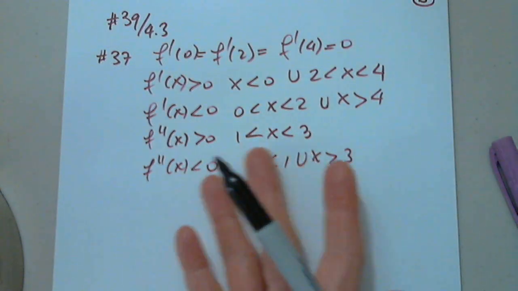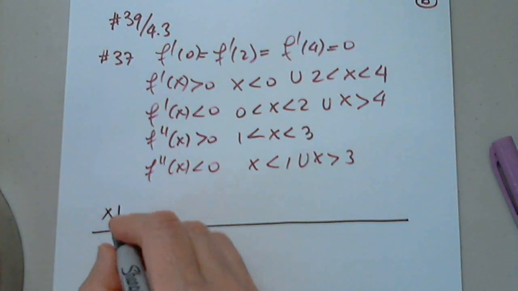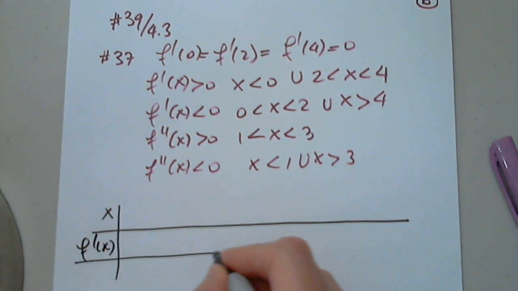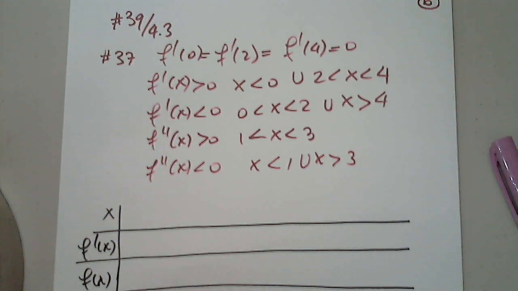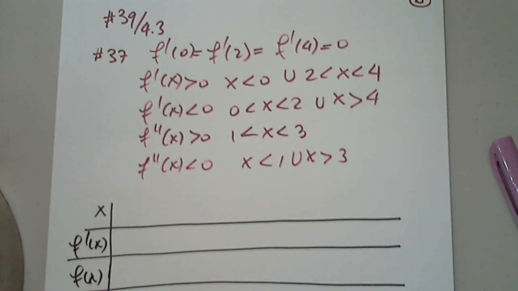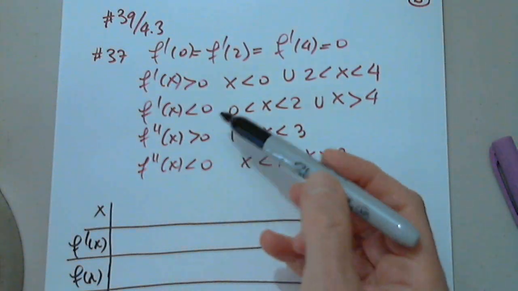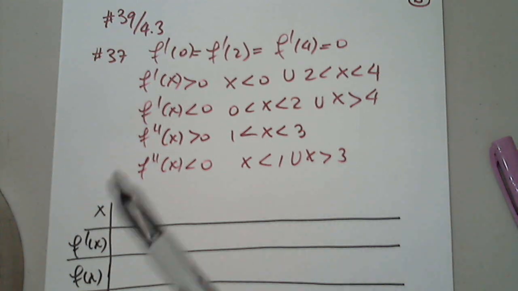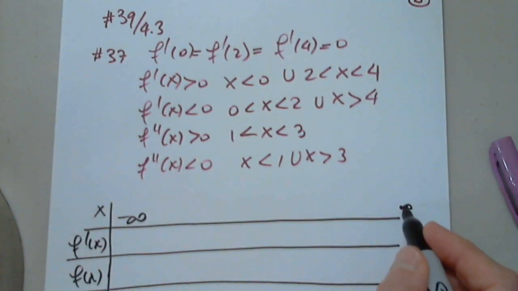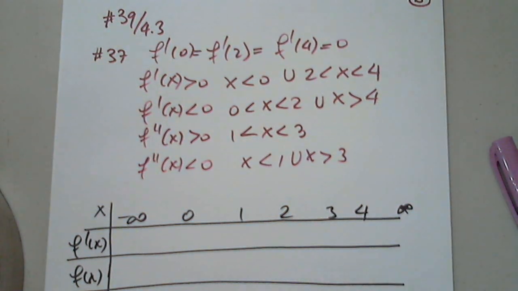Again, without summarizing this information, this doesn't make any sense. I hope you agree. So we have f prime of x, we have f of x, and we have the second derivative. So we start with the values that are given to us for f prime at 0. So I see everything happens at 0, 1, 2, 3, 4. Okay, negative infinity to infinity, 0, 1, 2, 3, 4.